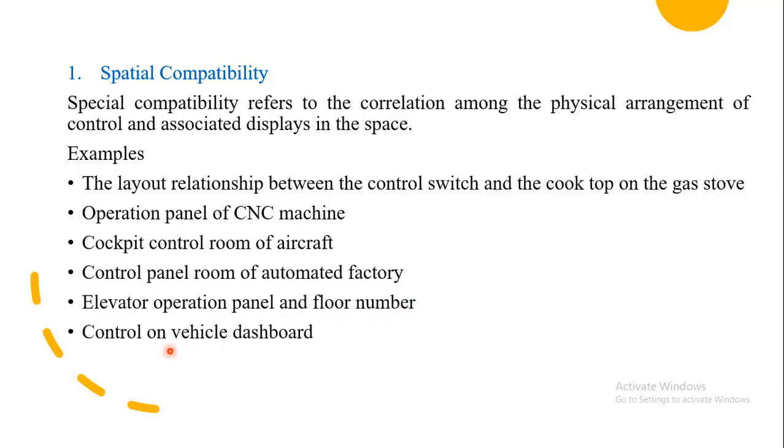Control device on the vehicle dashboard, like suppose there is a music player, then if you want to turn it on or off, it is indicating on, off, whether you have to play the USB mode or aux mode, or you have to just enjoy the songs through FM. So there are controls, and according to the controls, the displays are placed there only. So it is nothing but a relation between the physical arrangement of the control and the associated displays in the space. It is called spatial compatibility.